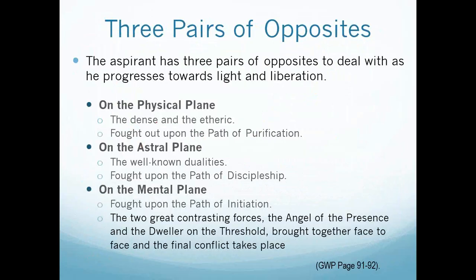For the aspirant, there are actually three pairs of opposites to deal with as he progresses towards light and liberation. On the physical plane, there's the dense and the etheric. This is fought out upon the path of purification. On the astral plane, it's the well-known dualities. These are fought upon the path of discipleship. And on the mental plane, it's fought upon the path of initiation.